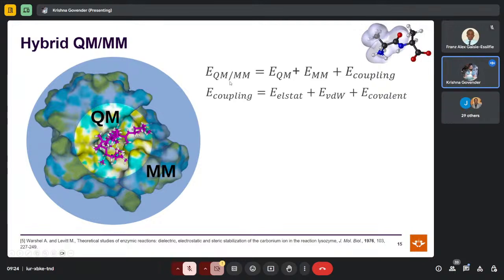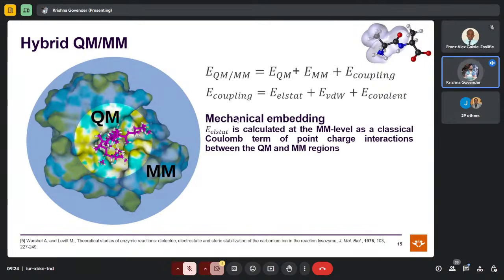And then there are two primary embedding schemes that they make use of. One is known as mechanical embedding, where this electrostatic term is basically calculated at the MM level. They use this molecular mechanics level to calculate the classical Coulomb term of point charge interactions between the QM and MM regions. So the boundary will basically just represent point charges of the MM atoms.